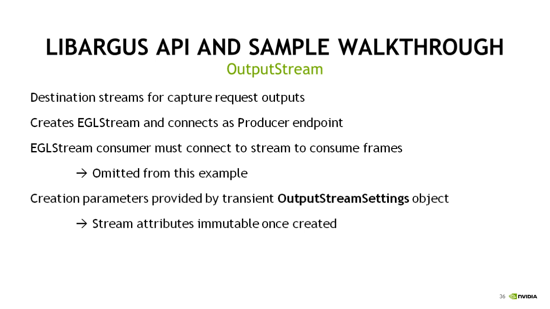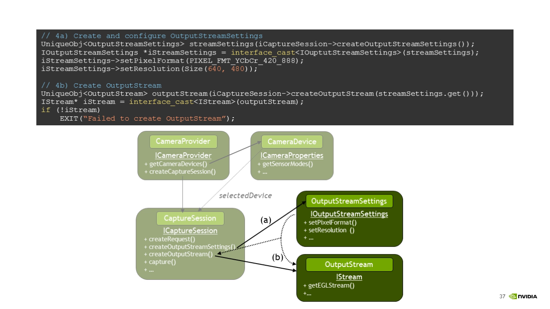Due to a large number of settings available for output stream creation, parameters are provided through a transient output stream settings configuration object that may be discarded after the output stream has been created. Here we see the two-step output stream creation. First, the output stream settings object is created and configured with a desired pixel format and image resolution. Next, this stream settings object is provided back to the capture session's create output stream method, where it is used to create the actual output stream. At this point, the stream settings may be discarded.